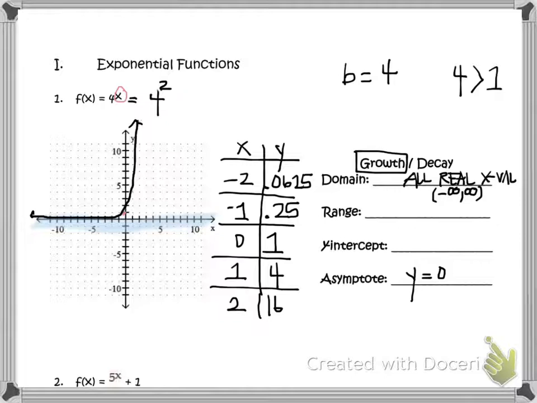So my range here is going to be what? My range, remember, is your y values, so it's going to be all values that are greater than 0. So y is going to have to be greater than 0. And your y-intercept, we just found it right here. Your y-intercept is (0, 1).